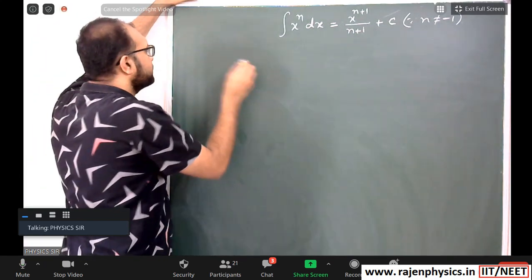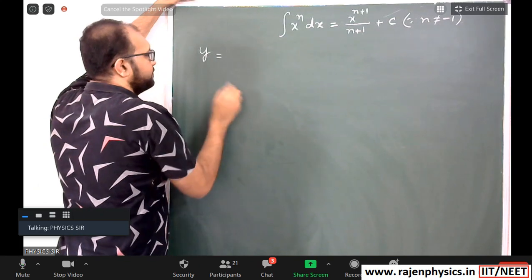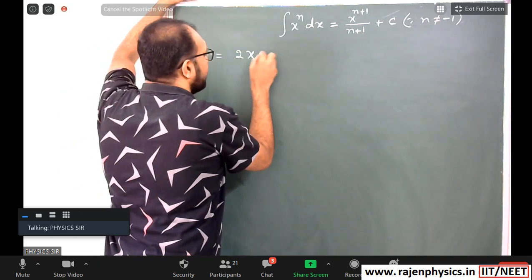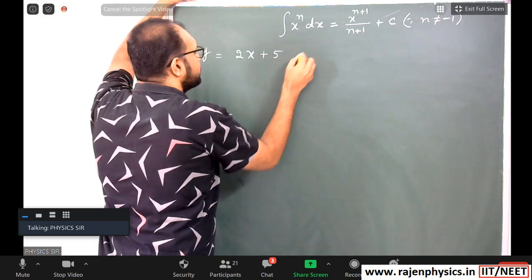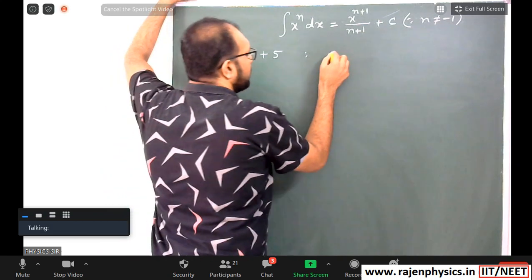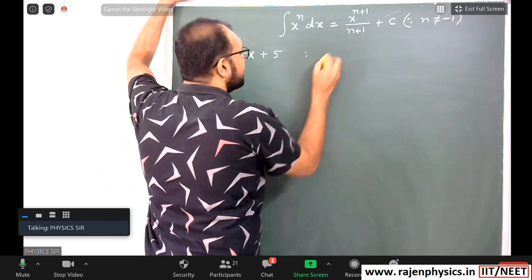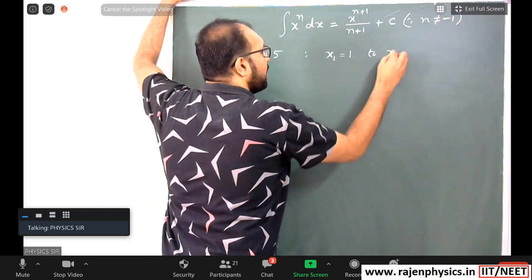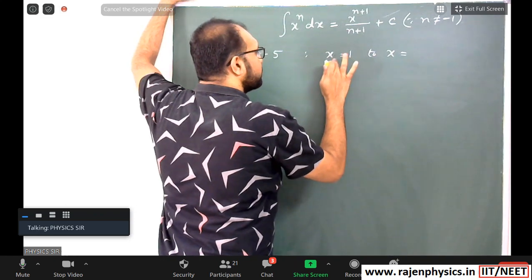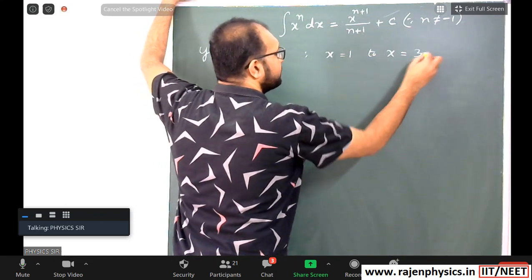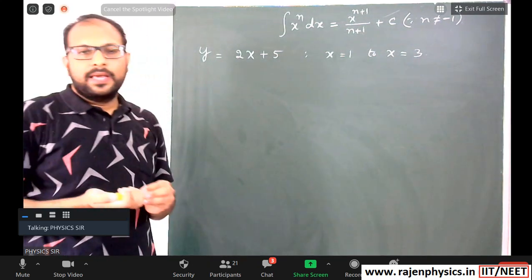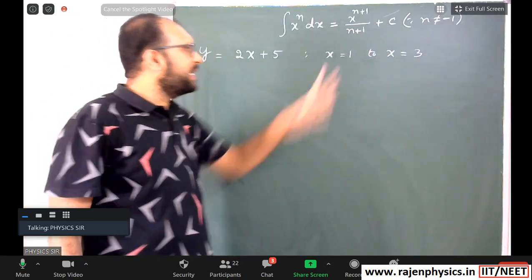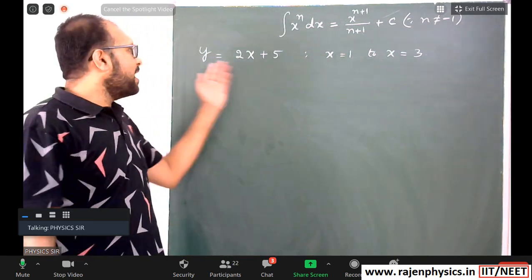Now suppose y equals 2x plus 5, and find the area under this graph from x equal to 1 to x equal to 3. Some limits are also given: the x value from 1 to x equal to 3. The area under this graph is required.